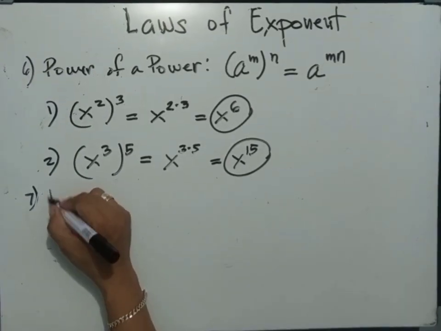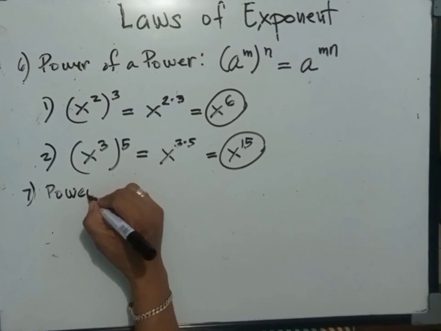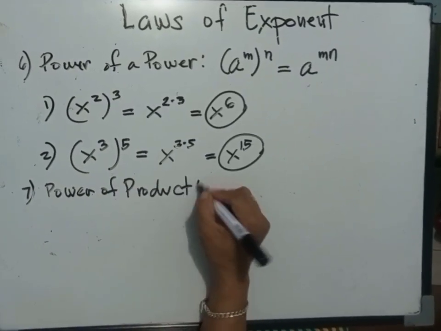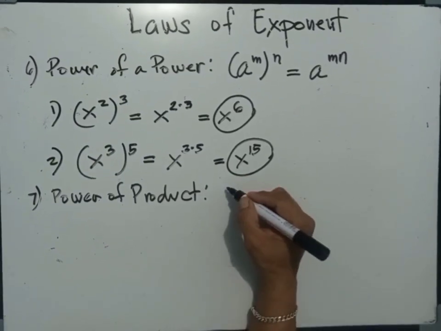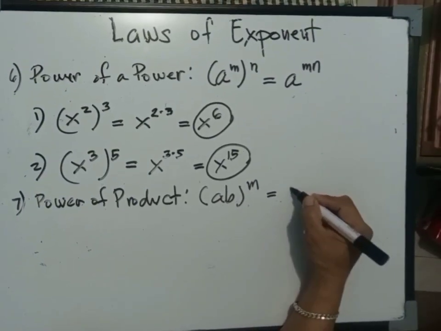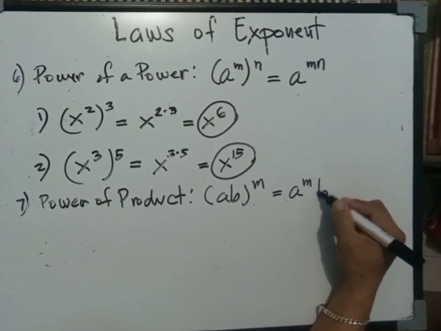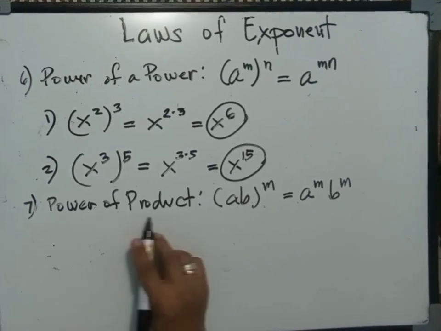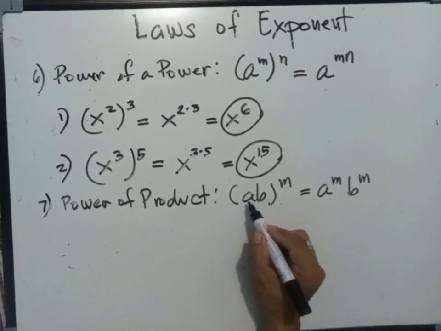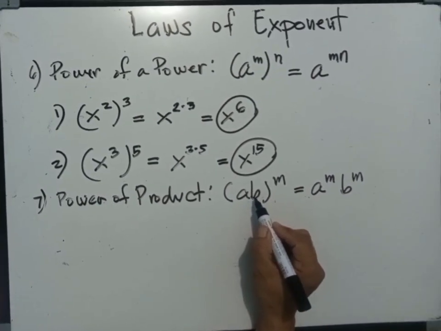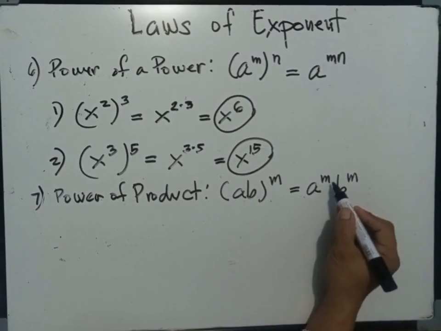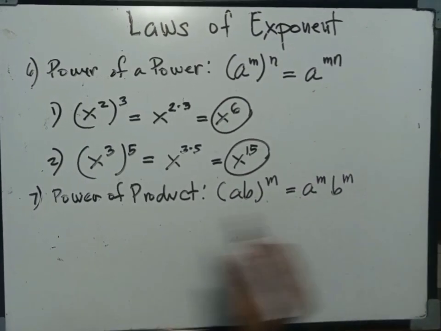The next law is power of a product. It states that the quantity of AB raised to M is equal to A raised to M, B raised to M. Bakit power of a product? Because AB is a product of A times B. I-distribute natin ang exponent sa bawat factor. A raised to M and B raised to M.